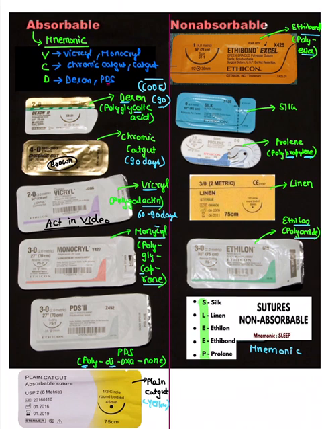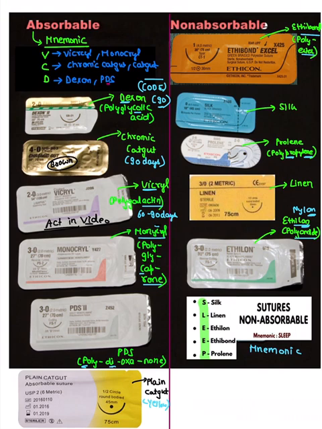So this is important. Now coming to the non-absorbable, the mnemonic is SLEEP. S means silk, nothing to know, no new name. L means linen. Now E: one is Ethilon and one is Ethibond. So Ethilon is polyamide, that is the nylon thing. This is important.